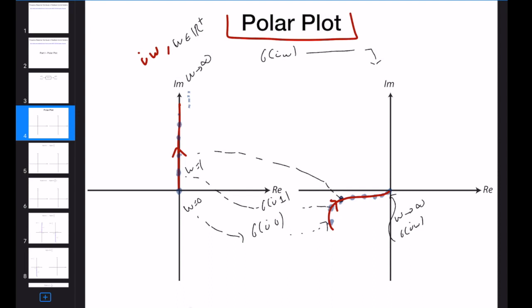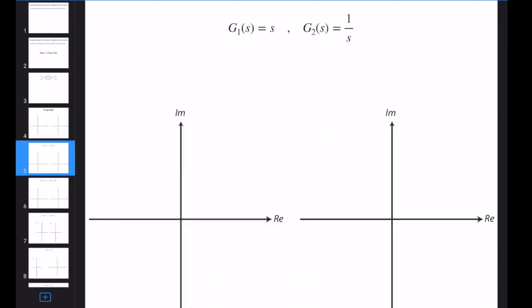And the other thing is we lose frequency information if we don't label specific points, such as omega going to infinity, omega going to 0. But we don't lose the direction. Okay, let's start with simple examples.